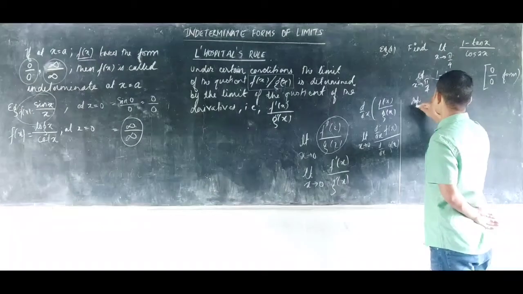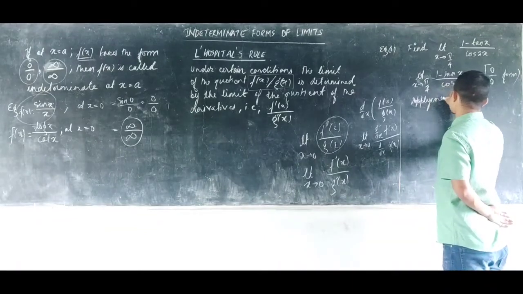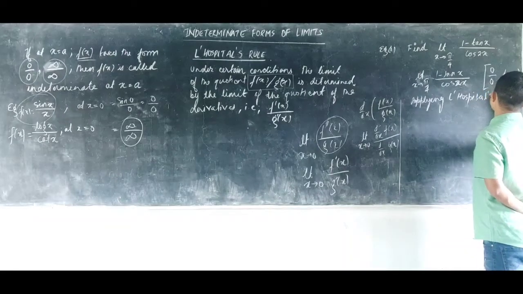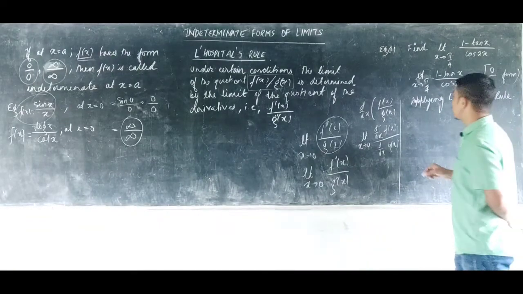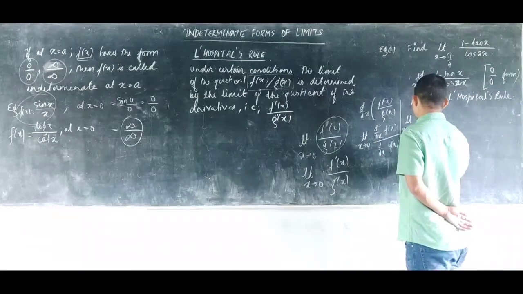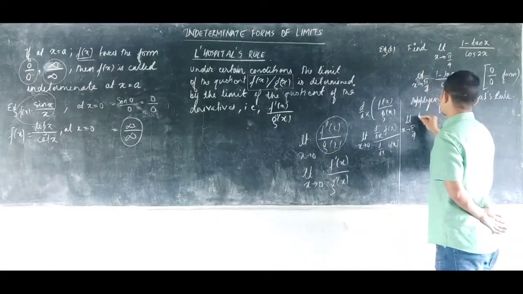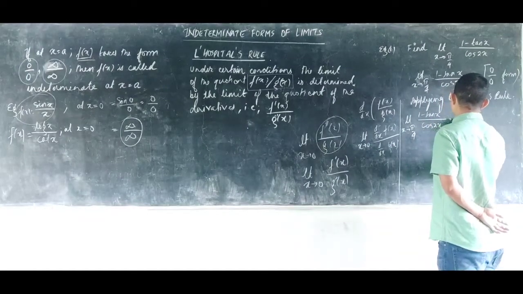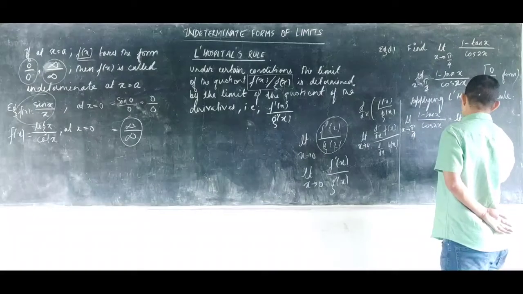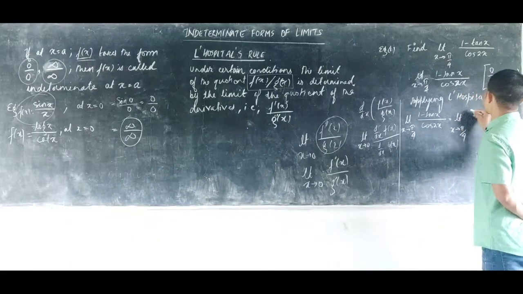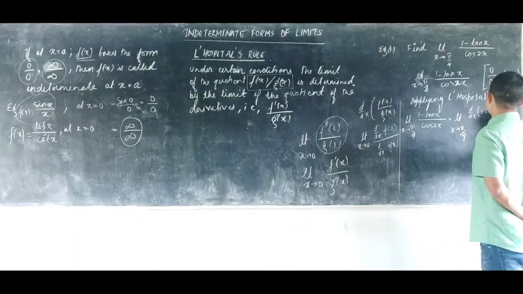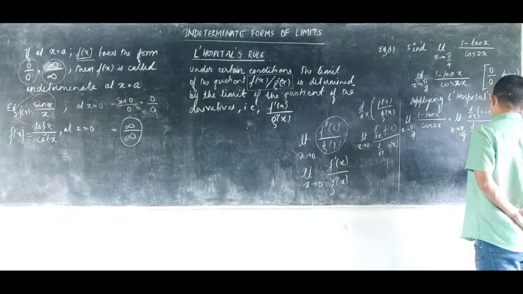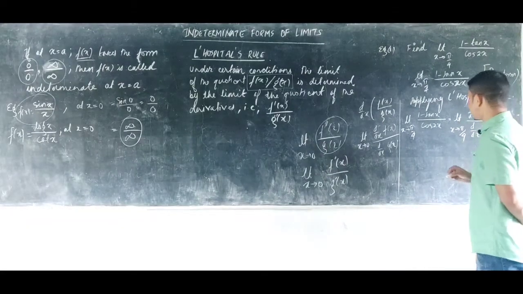Applying L'Hospital's rule. What does the L'Hospital rule tell? The limit of x tending to pi by 4 of 1 minus tan of x divided by cos of 2x will also be equal to the limit of x tending to pi by 4 of the derivative of this, that is d by dx of 1 minus tan of x divided by d by dx of cos of 2x. Let us see what we get.